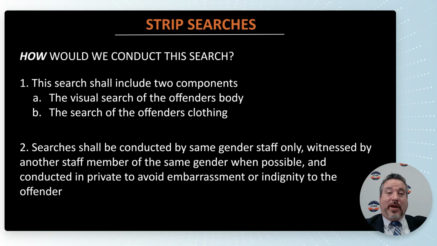So we've talked about the when. Now we're going to talk about the how. How are we going to conduct these strip searches? First thing, the search shall include two components. First component, the visual search of the offender's body. The second component is the search of the offender's clothing.